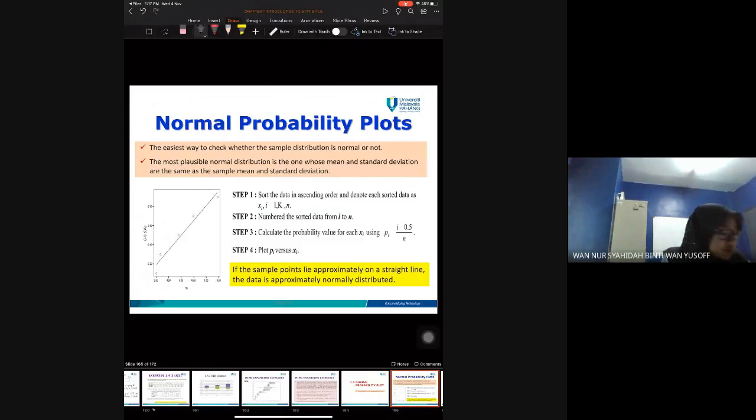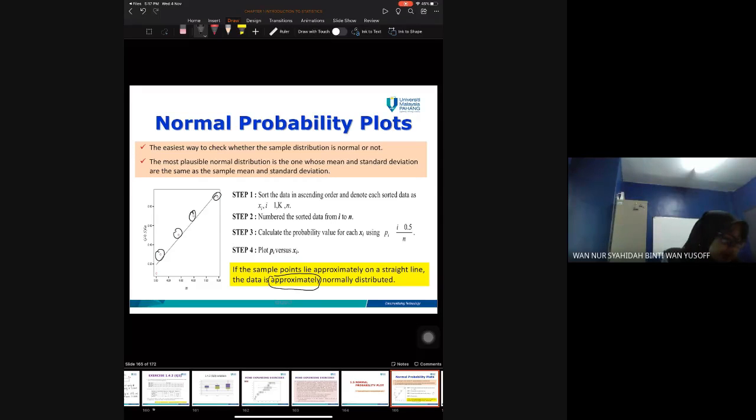You can watch the video. If the sample points, your data values here, lie on a straight line, then your data is approximately normal. If most of the data deviate from the straight line, then your data is not normally distributed. It is important to write approximately because it is not really perfect.